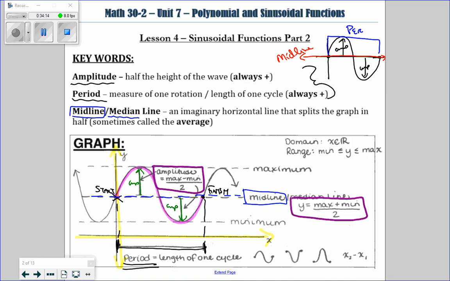So amplitude always is a positive number because it is the halfway distance. It's the distance from the middle up. It's the distance from the middle down. So amplitude has to be a positive number. Period is the distance or the length of one cycle. So again, the period has to be a positive number because it's length, it's distance. The midline, if the midline has gone up, it's going to be a positive number. If the midline's gone down, it's going to be a negative number. It's going to make sense.